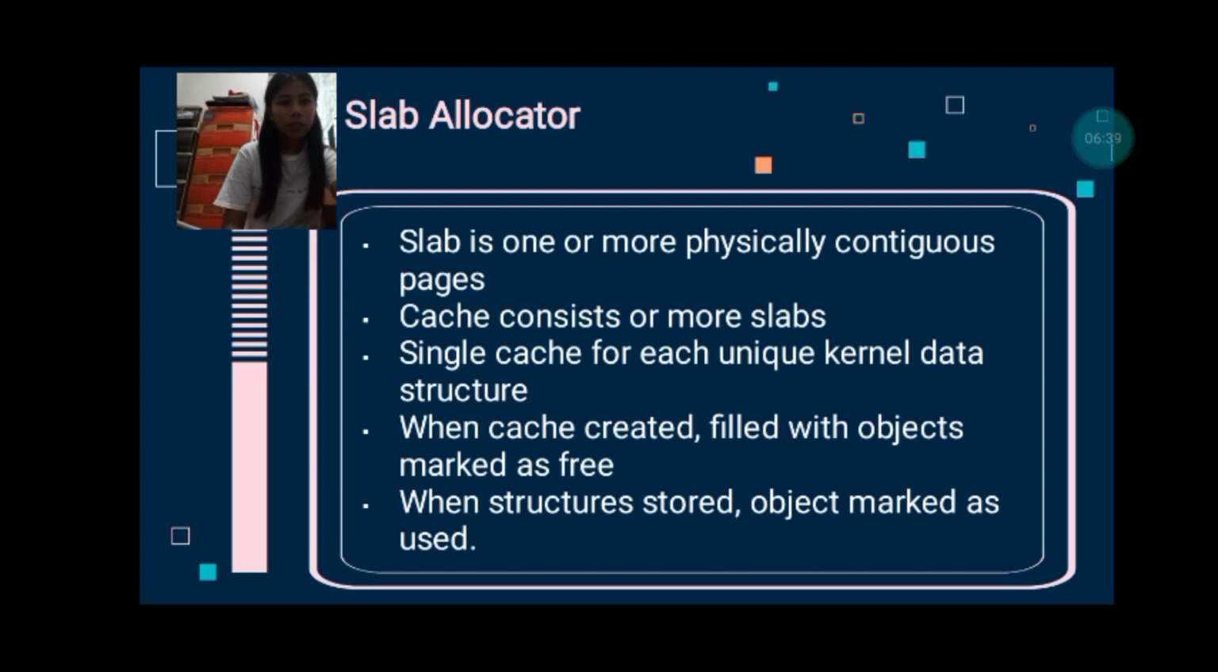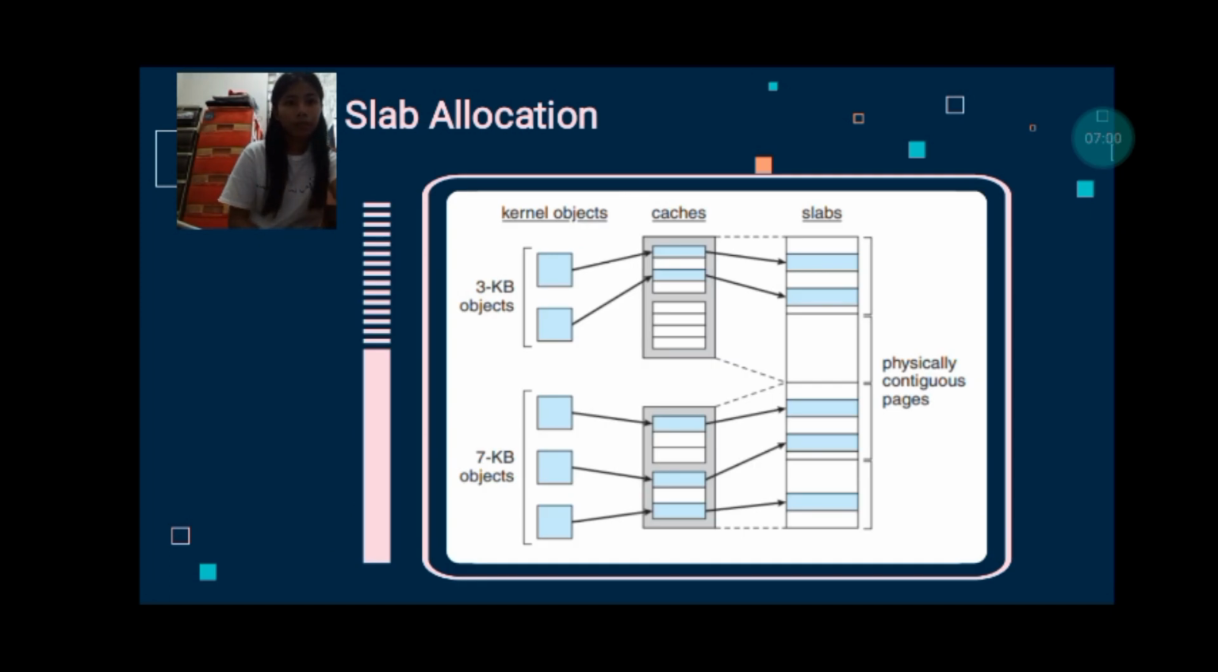Slab is one or more physically contiguous pages. A cache consists of one or more slabs, with a single cache for each unique kernel data structure. When a cache is created, it is filled with objects marked as free. When a structure is stored, the object is marked as used. So, meron pong tatlo: kernel objects, caches, and slabs.